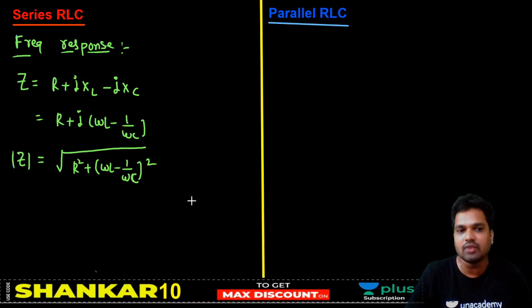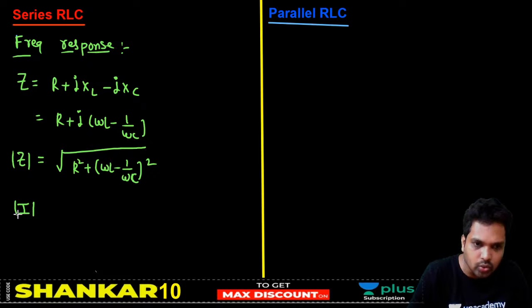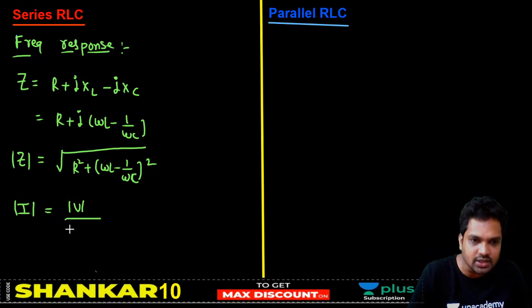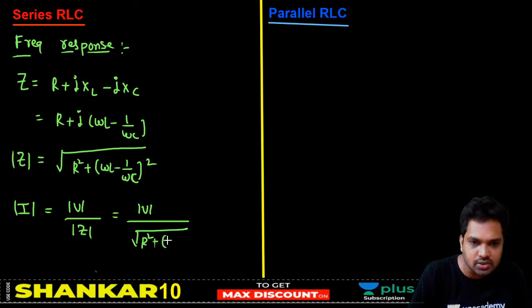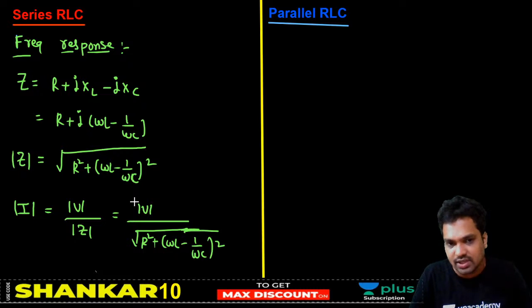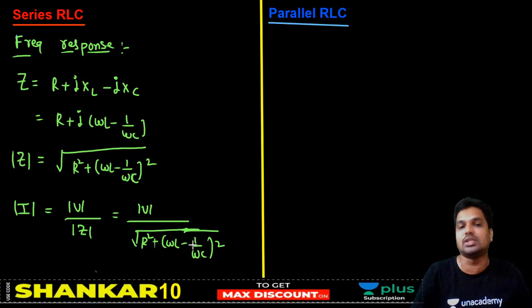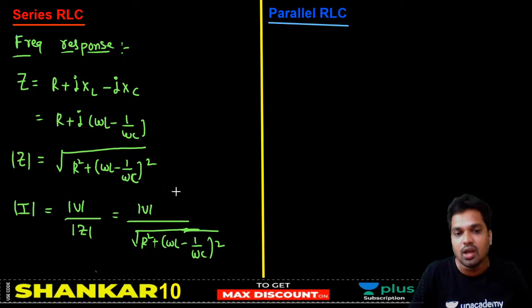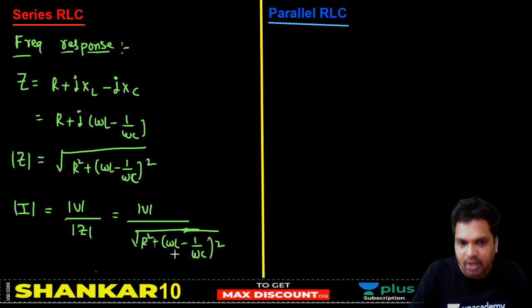Now, what is the meaning of the frequency response? The current in the series RLC circuit is its voltage magnitude by impedance magnitude. So, here the voltage magnitude by impedance is how much? Root of R square plus (omega L minus 1 by omega C) whole square. Everybody here carefully listen. Here the current equation is a function of frequency. When omega is a variable quantity, with respect to omega, your current will also vary.